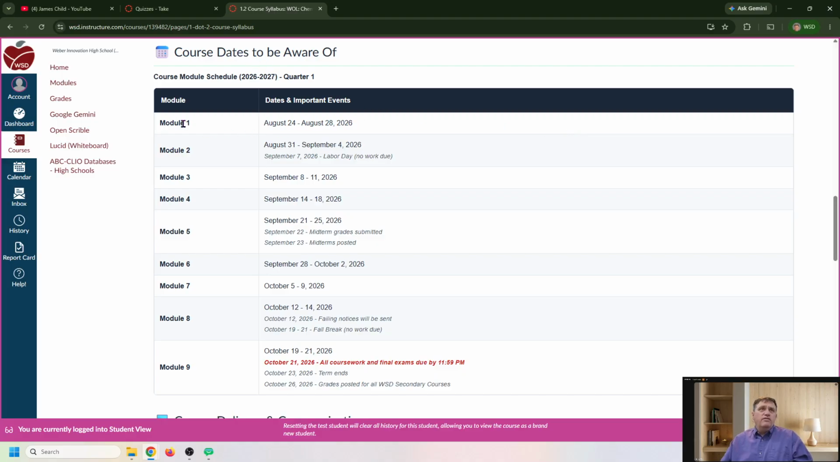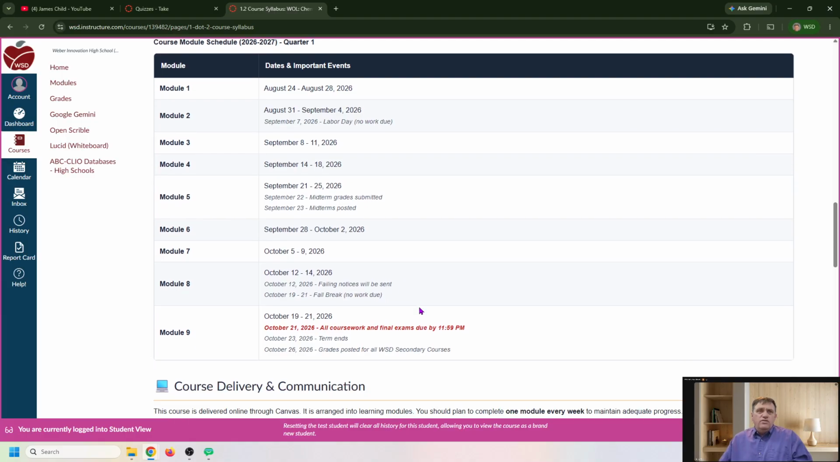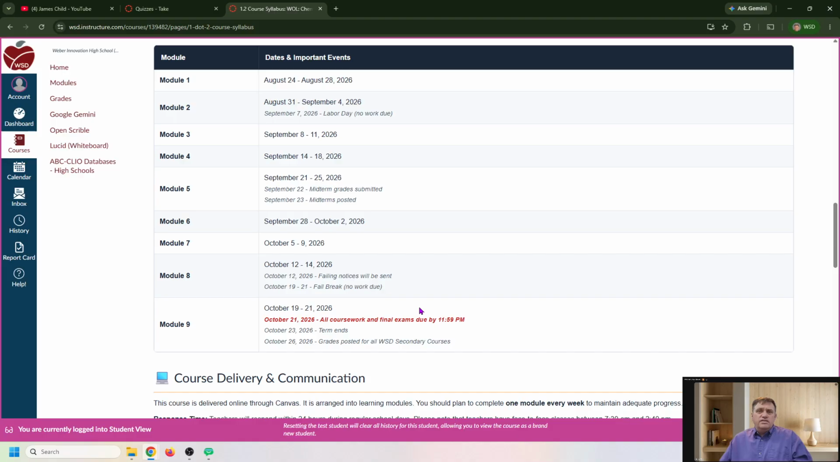Important dates to be aware of. Each of these are the due dates for each of the modules. Okay, and then again, this line here in red is a hard due date. Do I accept late work? I do, but not after this date. I cannot. There's nothing I can do. It's set for me, and it is a hard due date. So don't miss that one.